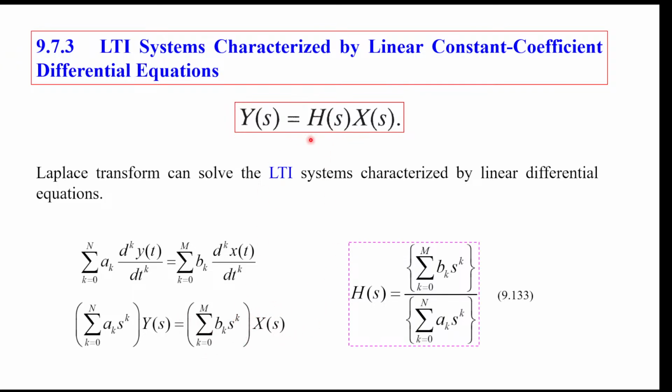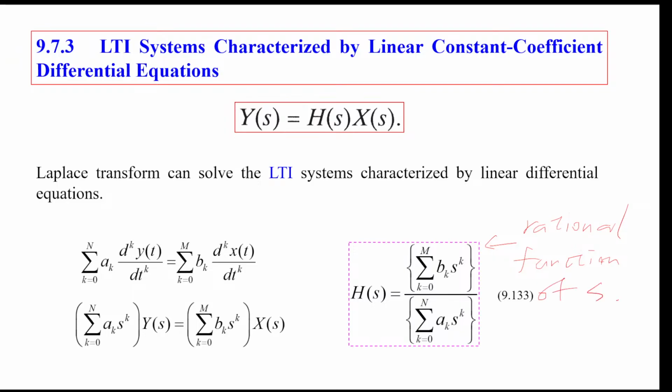And then we move things around, so we know big H equals big Y divided by big X, and so big Y divided by big X will be the summation of b divided by the summation of a. Okay. And so we look at this thing, we see that in terms of S, this is a rational function. So this is a rational function of S.